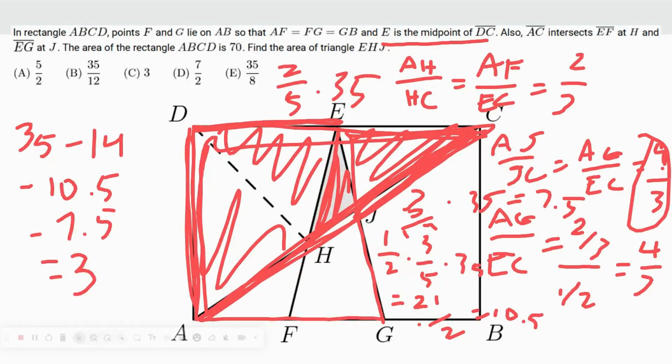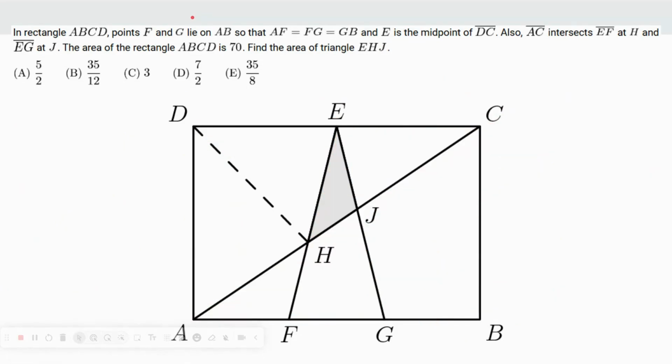So let me clear the whiteboard now. And so the answer is 3, so our final answer is going to be answer choice number C.